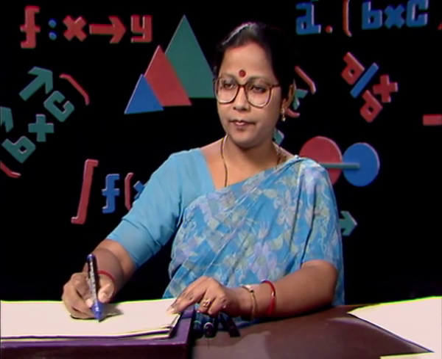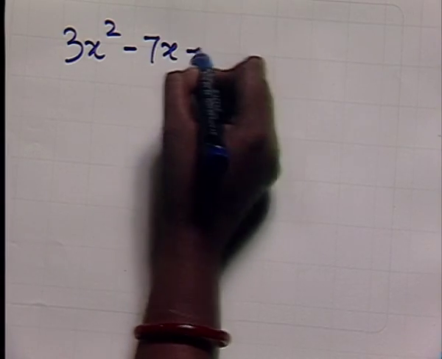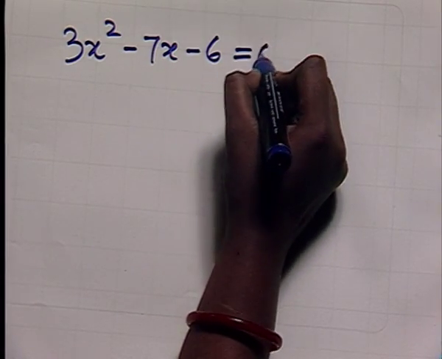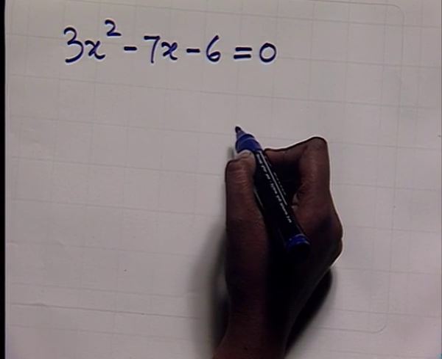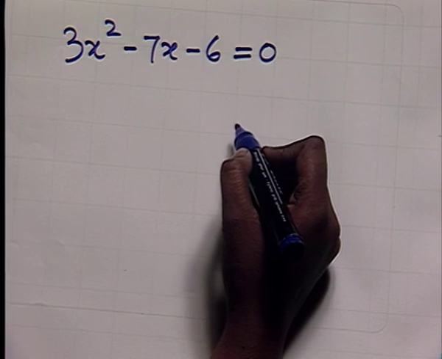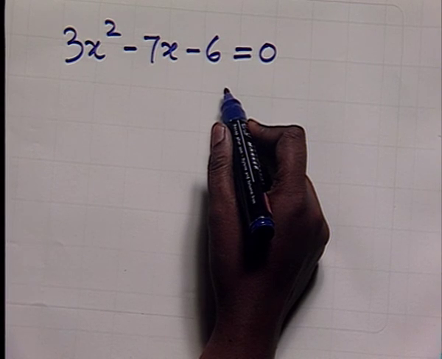So, this is our required equation. Now, suppose we are given an equation 3x square minus 7x minus 6 equal to 0, and we have to construct another equation whose roots are reciprocal of the roots of this equation. So, what do we do?